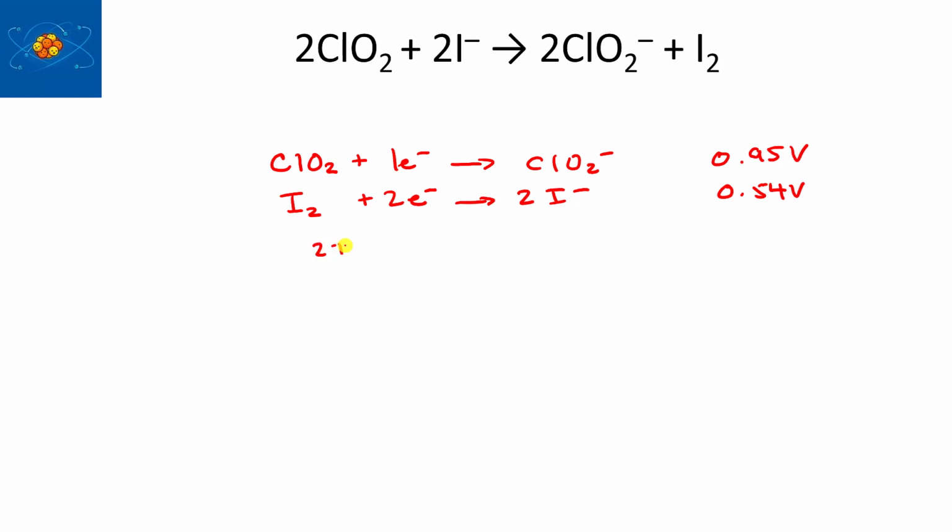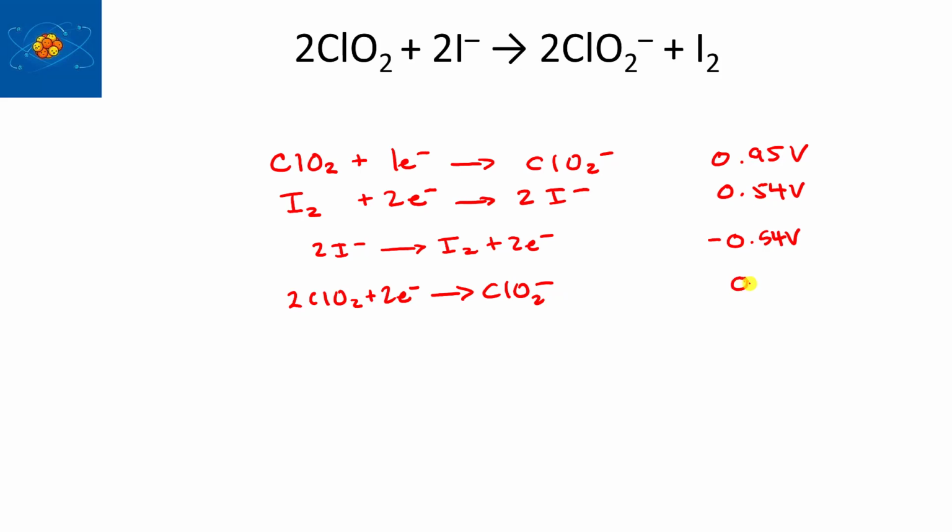So I'm going to say 2I minus goes to I2 plus 2e minus. That's going to be negative 0.54 volts. And then the top reaction, I end up doubling it, and I need to double it to get the electrons to cancel. So I'm going to have 2ClO2 plus 2 electrons makes ClO2 minus. This voltage stays at 0.95 volts, right? We don't scale this if we double the reaction.